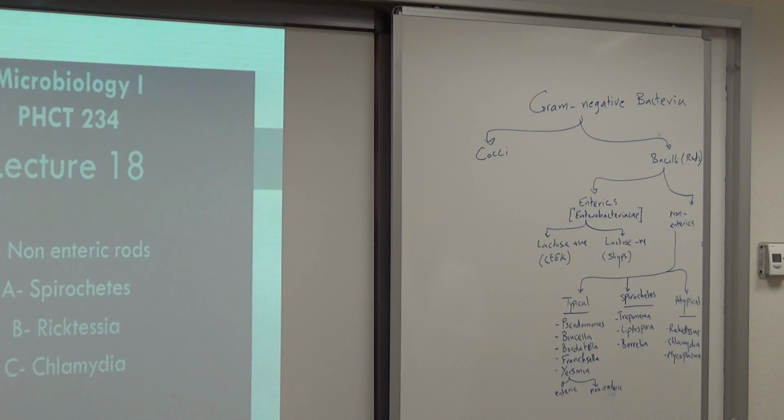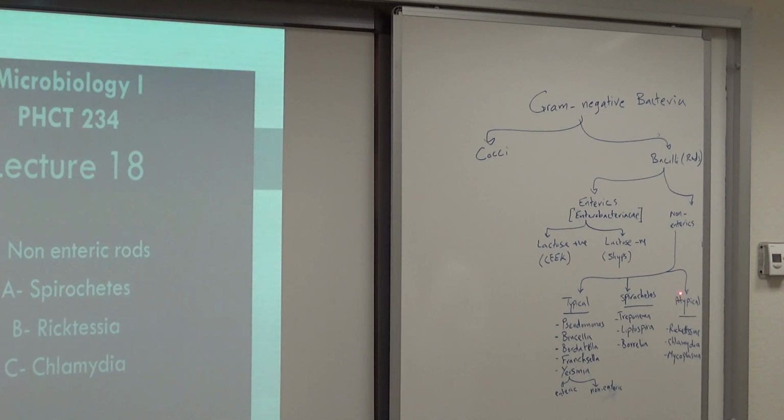Typical bacteria can be grouped into Pseudomonas, Brucella, Bordetella, Francisella, and Yersinia. You can notice that Yersinia was discussed before in enterics, so we consider it an enteric bacterium in case of enteric infection, or we can also consider it non-enteric in case of some non-enteric infections. Spirochetes involve Treponema, Leptospira, and Borrelia.